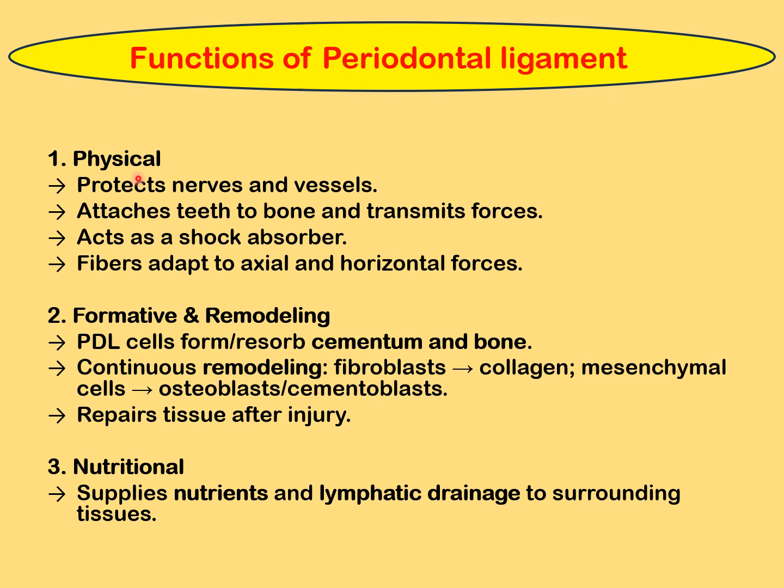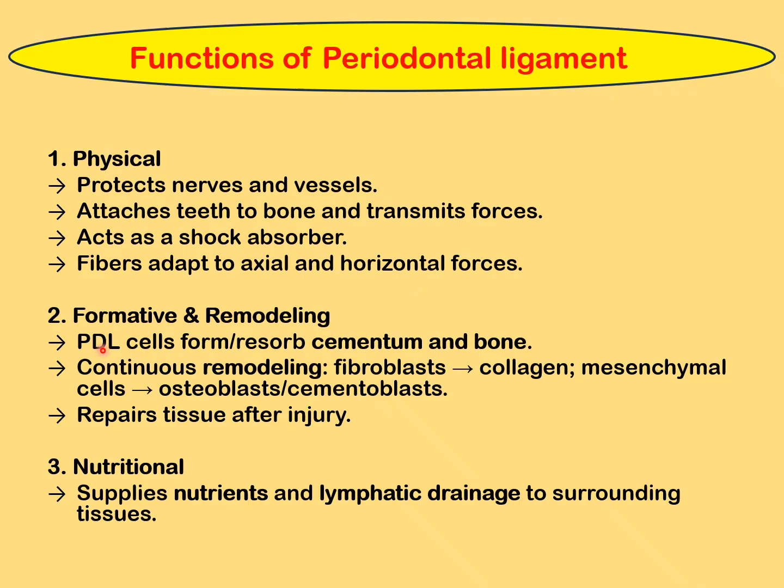So coming to the functions of periodontal ligament, first is physical function. It protects the nerves and blood vessels and attaches the tooth to the bone, and it acts as a shock absorber. Its fibers adapt to both vertical and horizontal forces during chewing movement.